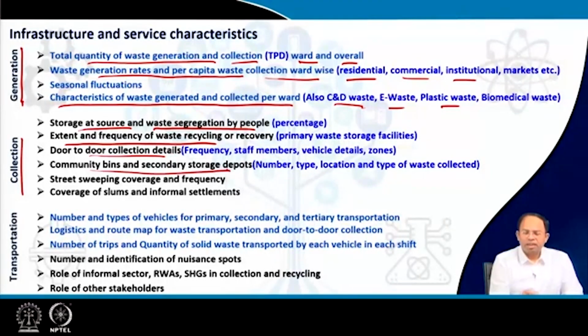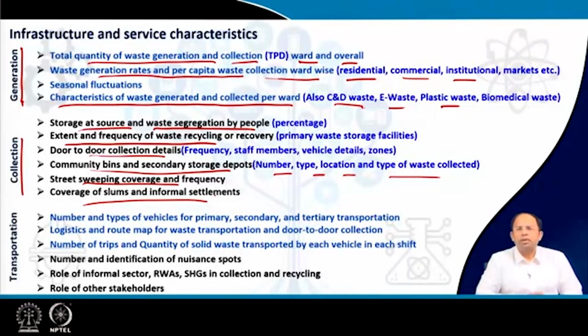Community bins and secondary storage depots, their number, type, location, and the types of waste collected in those particular bins. Street sweeping coverage and frequency, coverage of slum and informal settlements. So you can see a huge amount of data needs to be collected to understand the current infrastructure and service characteristics of the baseline for that particular urban area.